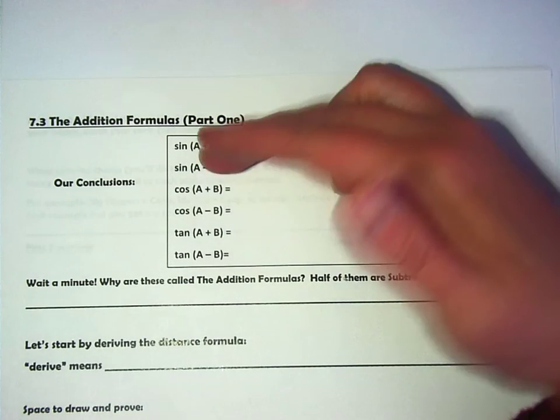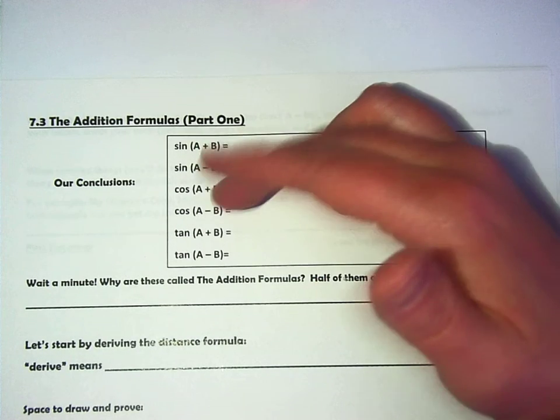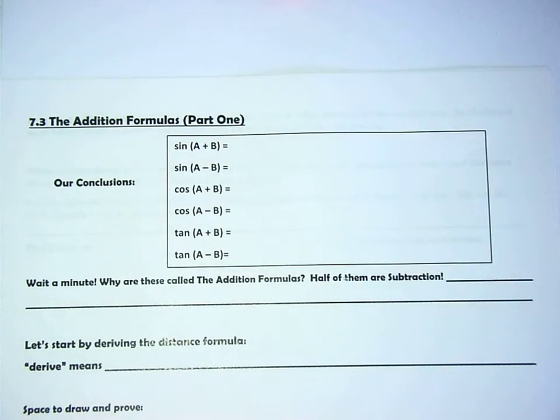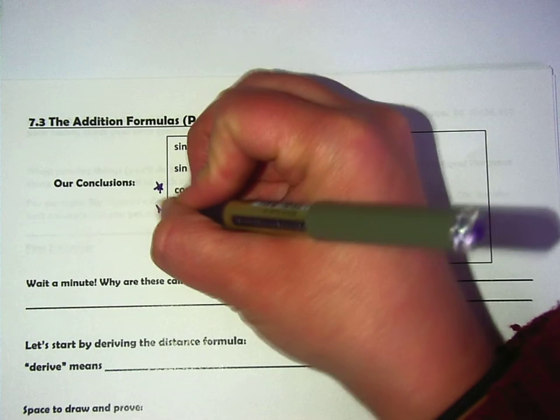All right, so we're going to be coming up with 6 addition formulas, but today we're only going to be coming up with 2. We're just going to do the cosine ones. So we're going to do this one and this one today.